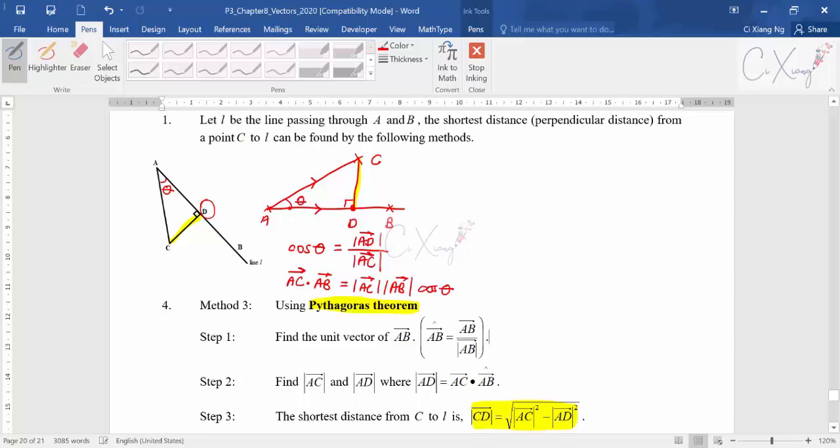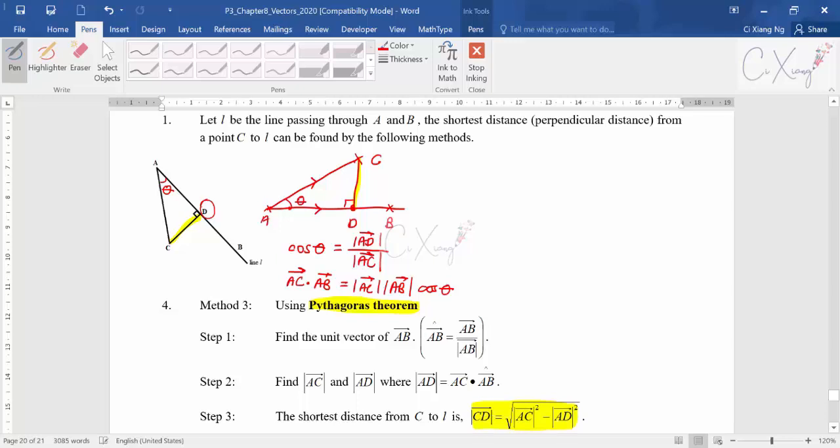Maybe some of you will ask why for this formula I don't use AC and AD. The problem is that I don't know the AD actually, so I cannot apply it. For the AD part, I want to apply it later on. So this is what I have for now.